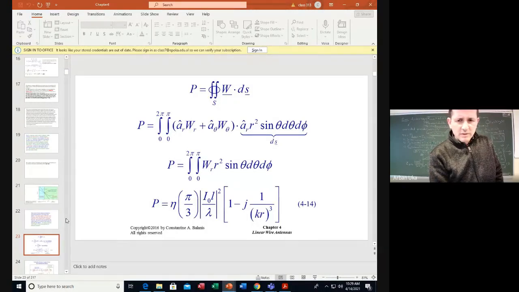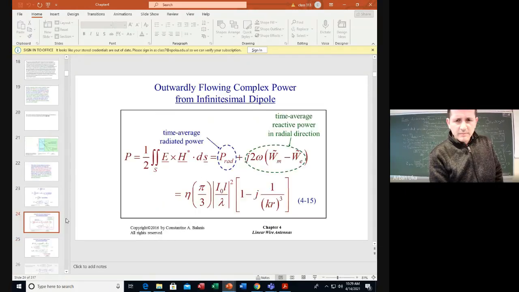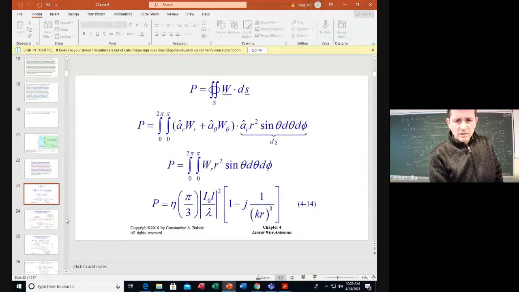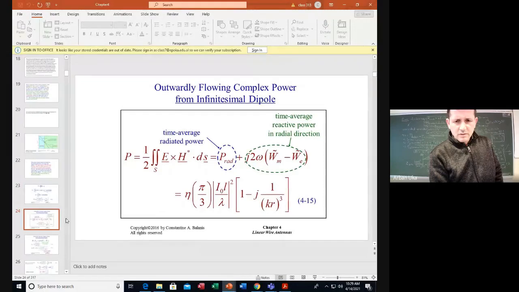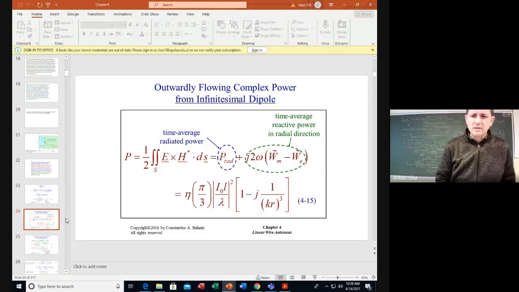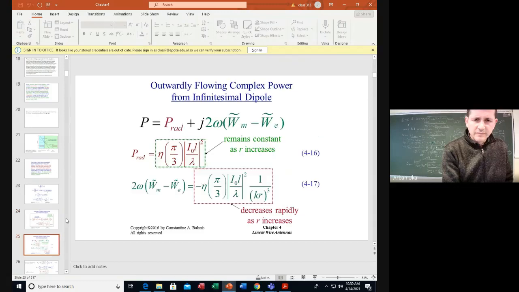But the rest is simply the integral of these power densities over a closed sphere. This is what we observe. So we notice that we have radiated power and the complex power, which we call the time average reactive power in the radial direction. And then the answer will be as shown here. So the radiated power is in fact expression 4.15, except for the complex part. So we use just the first term in the parentheses. This is again the radiated power.